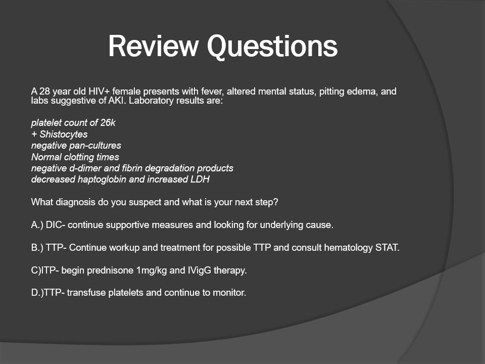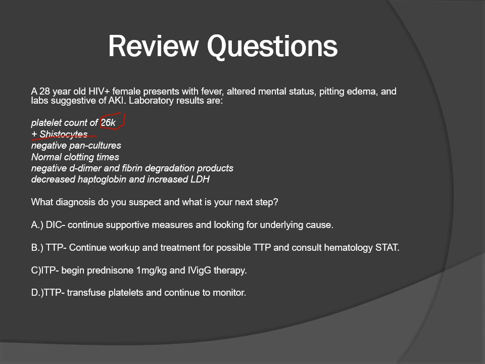So we do labs and we find that she has a platelet count of 26,000. She has positive schistocytes, so we know she has red blood cells that are being sheared. Negative pan cultures, so she's not bacteremic. Normal clotting time, so PT and PTT are all good. Negative D-dimer and FDP, and she has a decreased haptoglobin and LDH. So which diagnosis do you think, and what's your next step, okay?